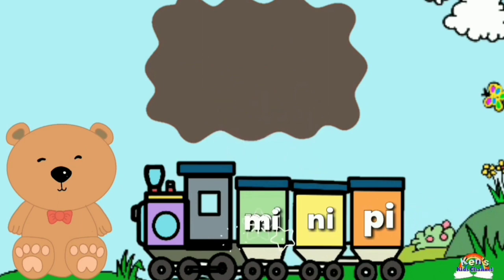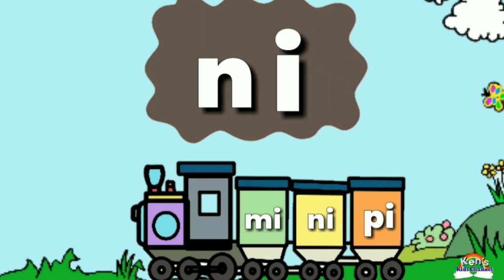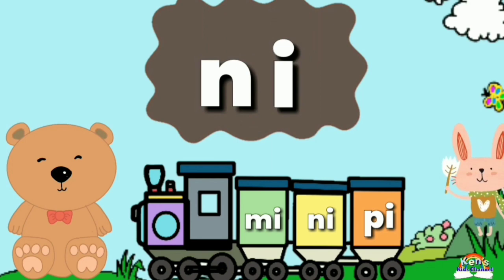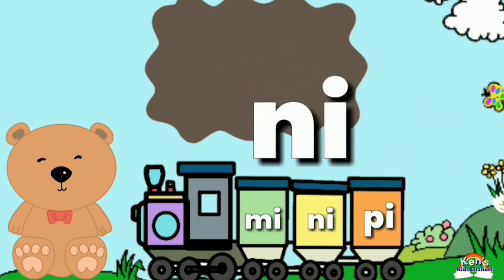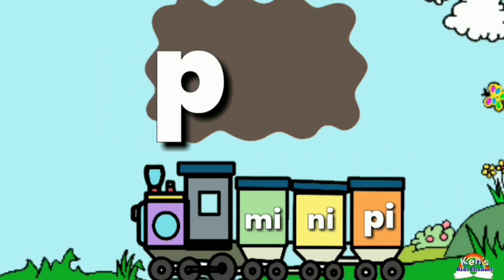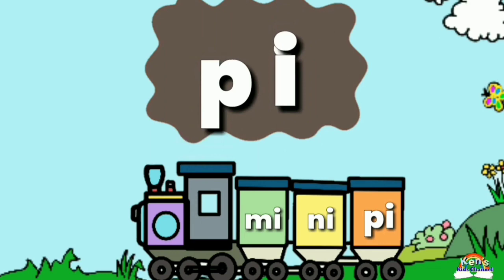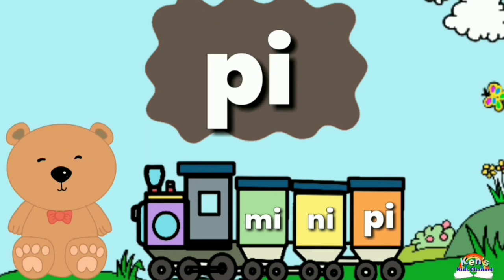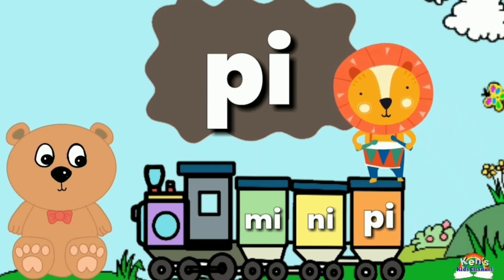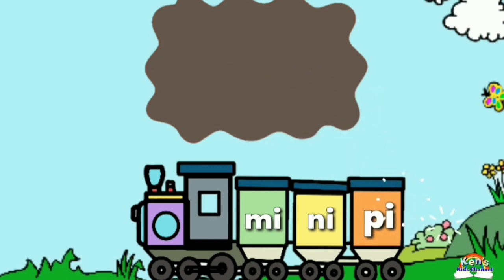N, I, ni. Wow! It's in the yellow carriage. Fantastic! P, I, P. Where is the syllable P? Great job! It's in the orange carriage. Absolutely amazing!